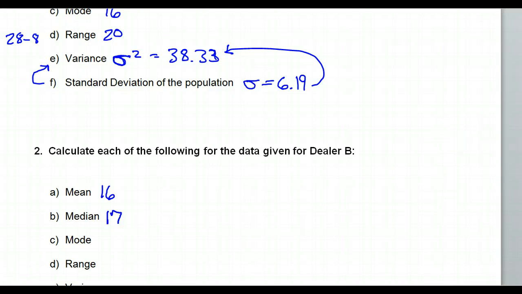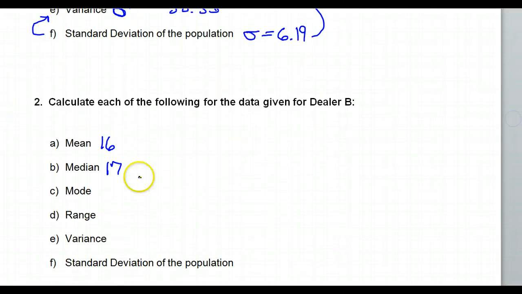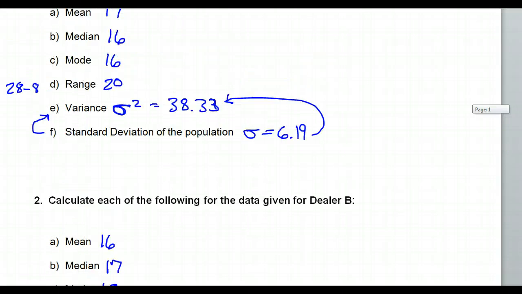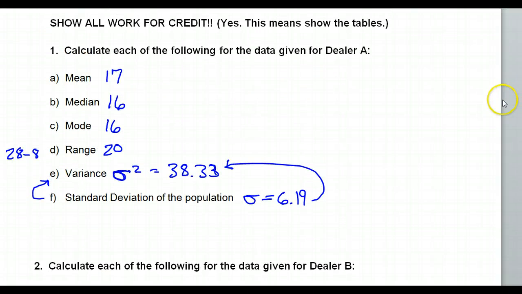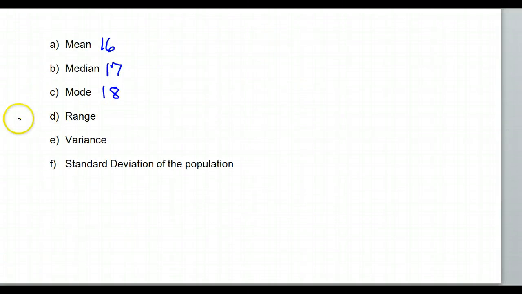The mode, is anything repeating here? 18 is the only value I see repeating. Sometimes I'll miss one, but it looks like the mode is 18. The range, of course, is the maximum value minus the minimum value. So for dealer B, the maximum value appears to be this 27, and the minimum value is 4. Alright, so 27 minus 4 is how we'll find the range. Alright, so that is going to be 23 cars.